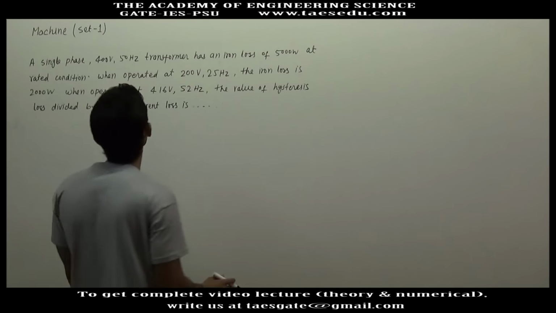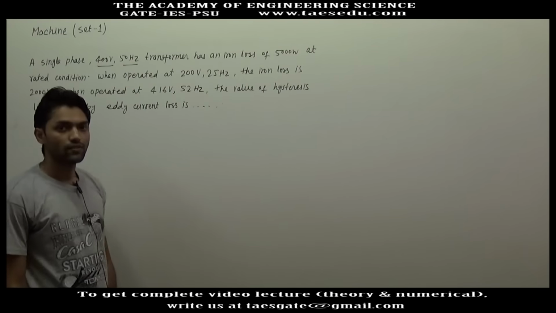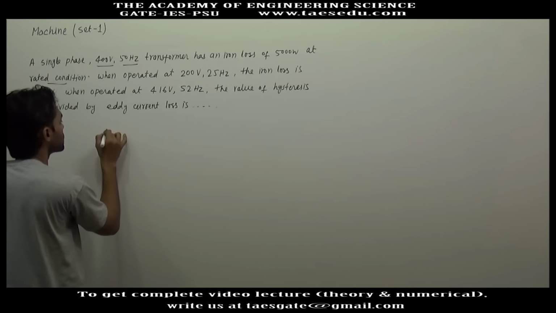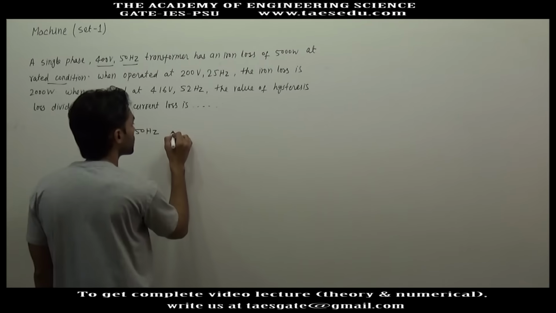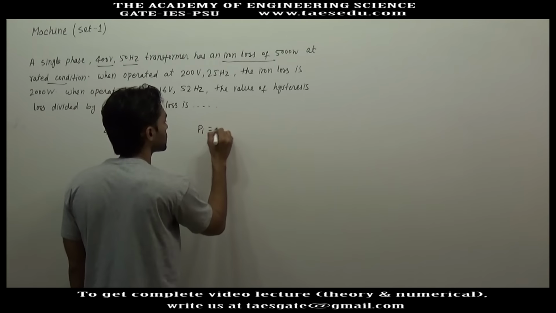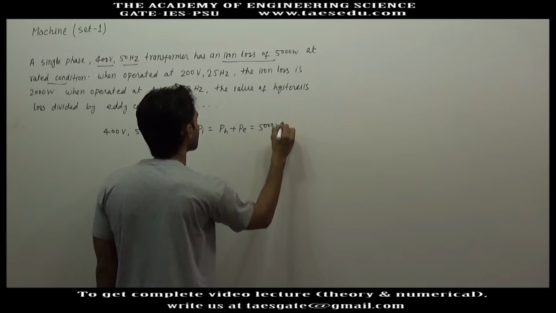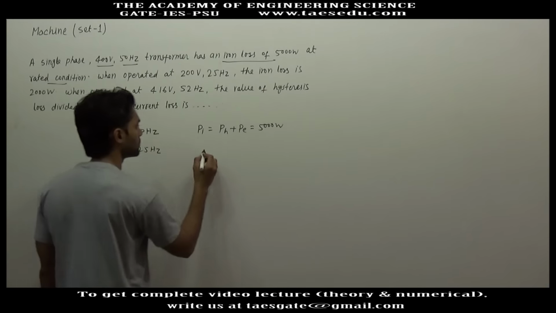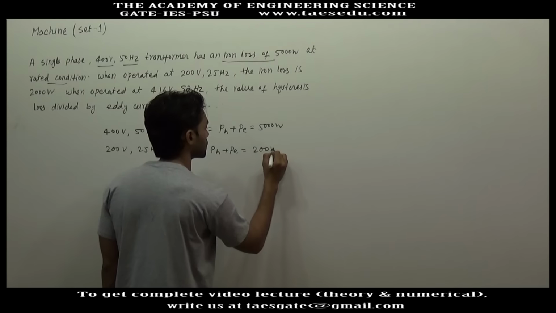There is a 400 volt 50 hertz transformer that has an iron loss of 5000 watt at rated condition. Rated condition means the voltage is 400 volt. This is the meaning of rated condition. So in this condition, the iron loss is nothing but the summation of hysteresis loss and eddy current loss. This is 5000 watt. At 200 volt and 25 hertz, hysteresis loss plus eddy current loss is equal to 2000 watt.